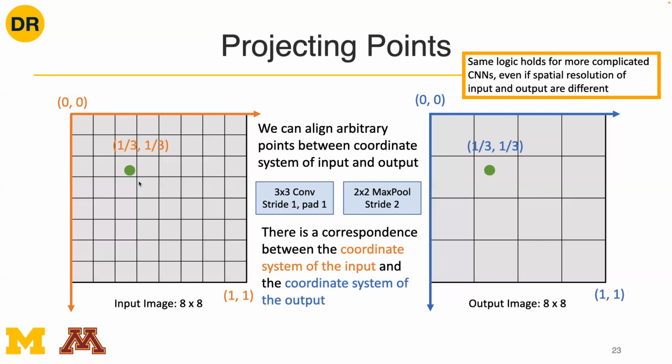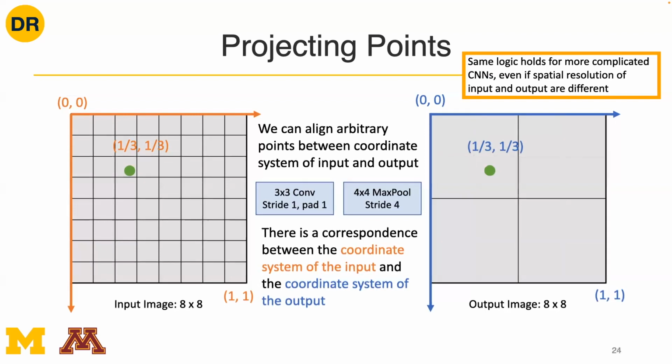And so that is going to introduce a bit of a challenge, which we'll look at how we can deal with. But the main takeaway is we can project any given point from a coordinate of the input to the output, and vice versa, from the output back to the input, based on the specific layers that make up a given CNN architecture. So this is a mapping that we'll know how to produce.